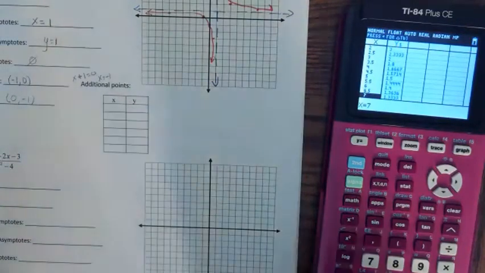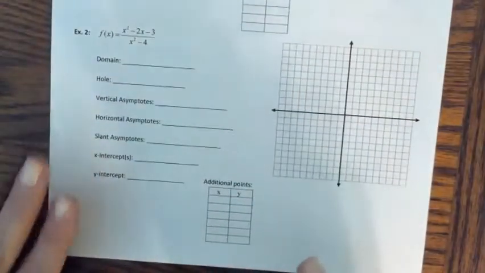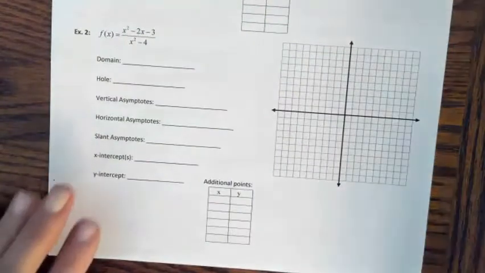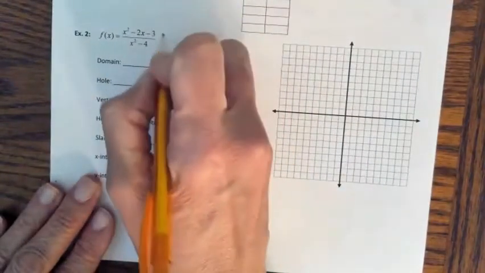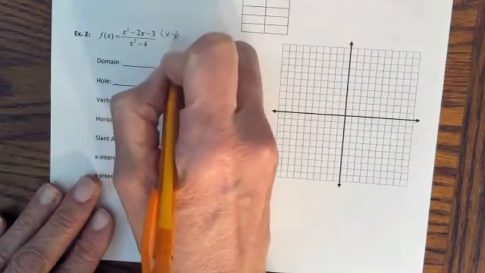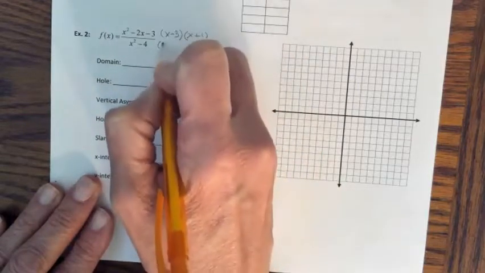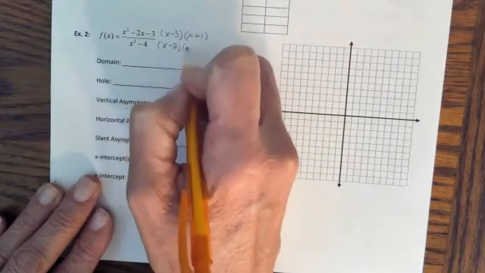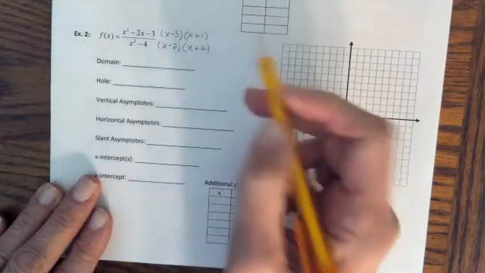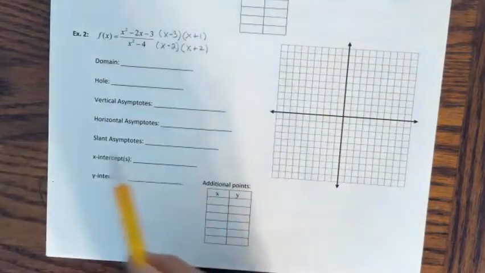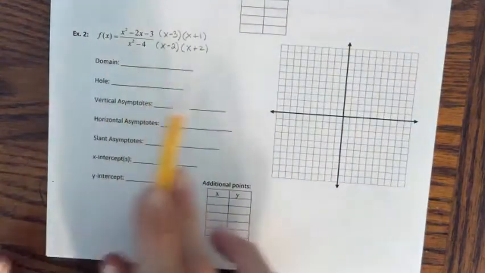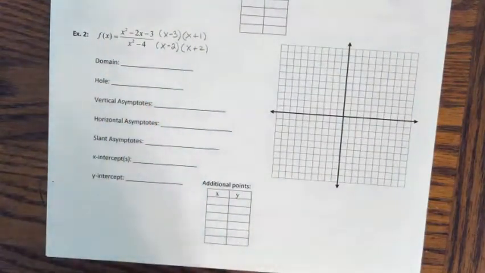All right, so let's go to the next one. I like to always say if you can factor numerator and denominator, you're going to want to factor that first. So if I factor this numerator, I get x minus 3 and x plus 1, and then down here, x minus 2, x plus 2. I always look for common factors because that tells me I have a hole. In this case, I don't have any common factors, so I know I will not have a hole.